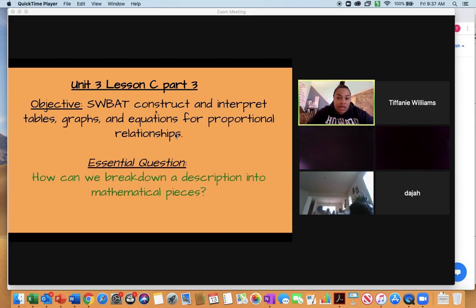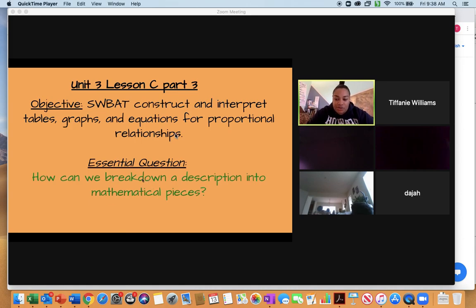Students will be able to construct. So that means that we are drawing and that means that we are interpreting, right? We have to analyze and kind of tell somebody what something means. So we're going to construct and interpret tables, graphs, and equations for proportional relationships. What is the question that we need to answer by the end of class?